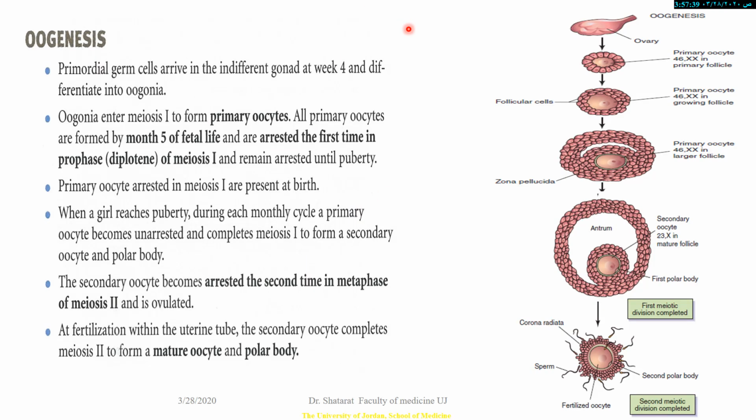So all the lectures about oogenesis should be summarized here. In all textbooks, for your future exams, this is what you need to know about oogenesis. But I'm sure that without the previous lectures you can't understand these simple marks here.